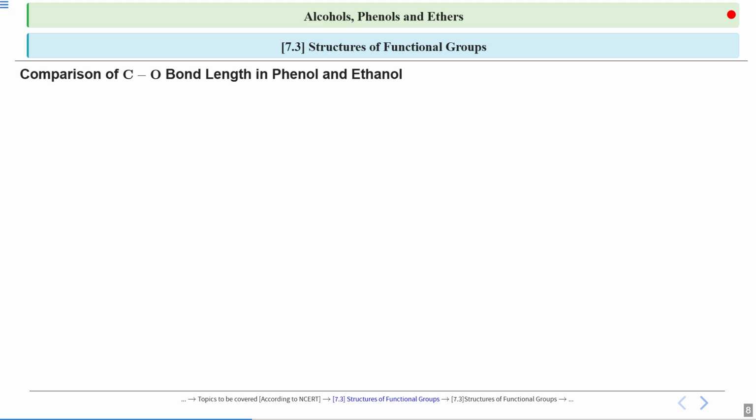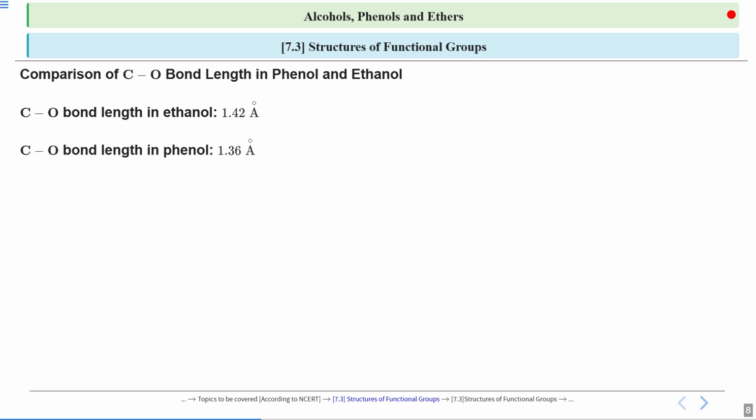Now, let's see the comparison of CO bond length in phenol and ethanol. If we talk about the bond length comparison of the CO bond in phenol and ethanol respectively, how can you compare them? First of all, let's take the CO bond length in ethanol. We know that the CO bond length in ethanol is 1.42 angstroms.